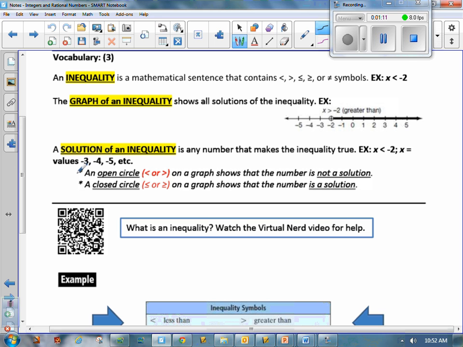When we are graphing an inequality to show the solution, an open circle is used for a less than or greater than on the graph so that it shows that that number is not part of the solution. When we graph the solution of the inequality, we use a closed circle for less than or equal to or greater than or equal to, so that it shows that that number is also part of the solution.